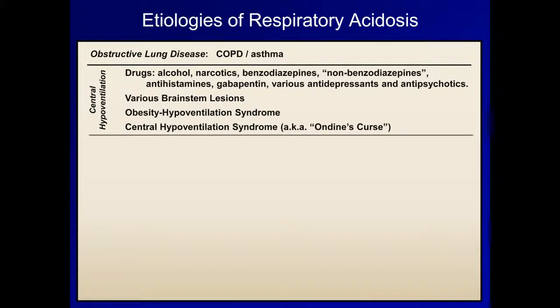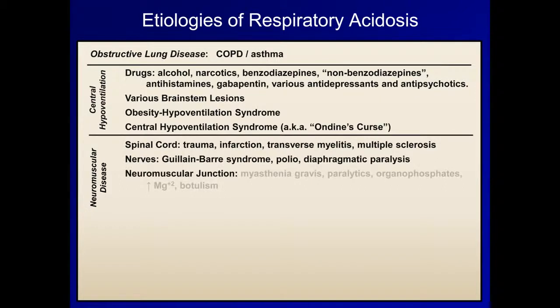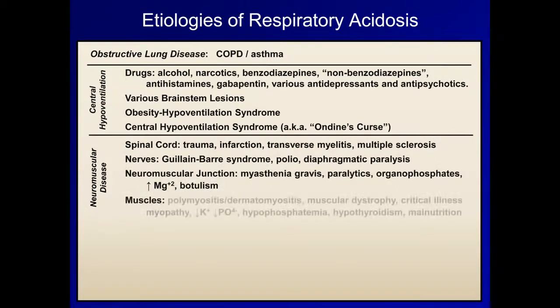The next category is neuromuscular diseases. These can be seen in the spinal cord, peripheral nerves, the neuromuscular junction, or the muscles. I won't go through every cause listed, especially since this represents only a small subset of these conditions.